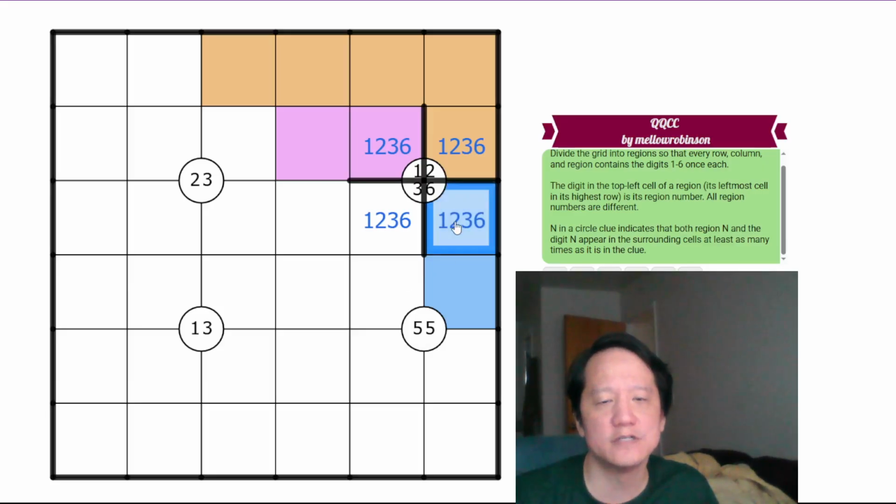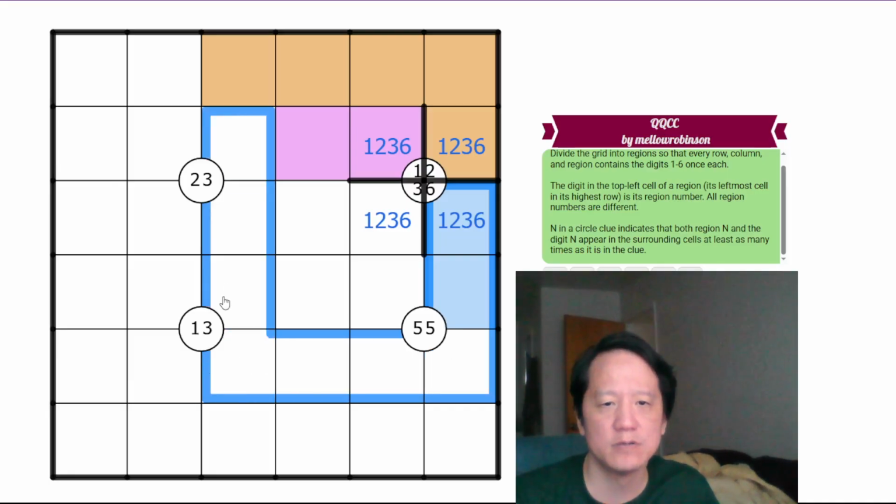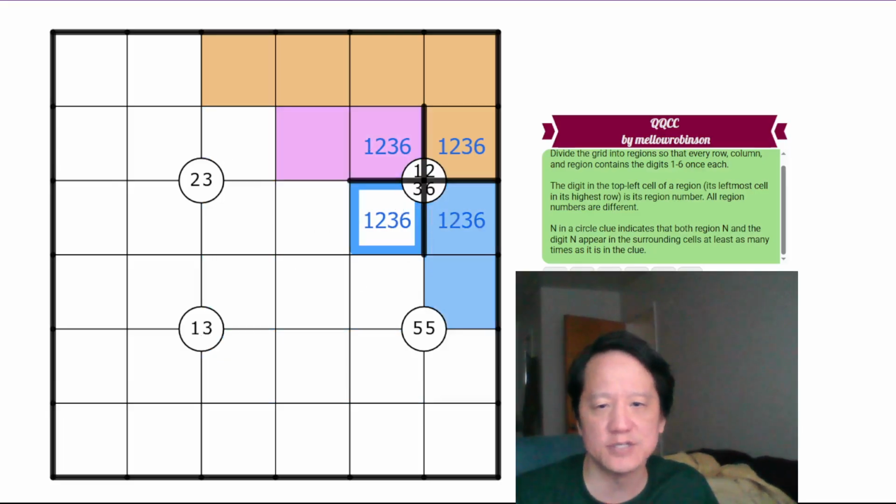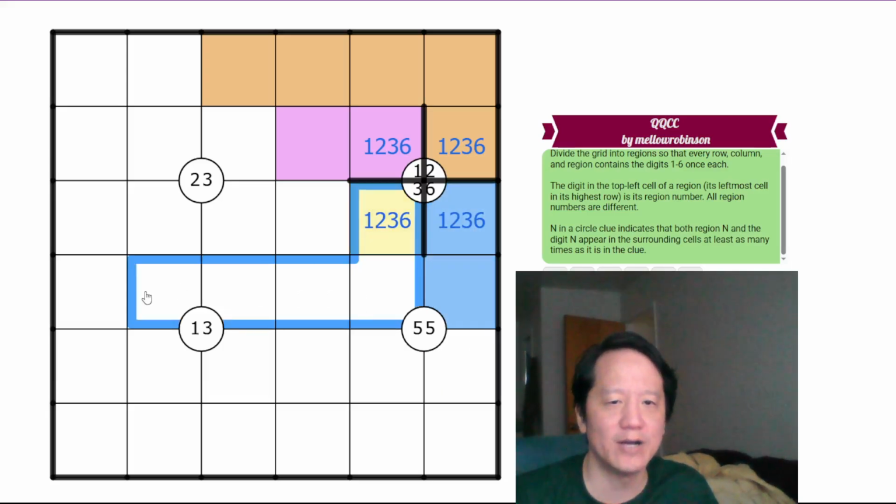This is likely to be the region number of its region. Actually, it has to be. Right? It has to be able to form a separate region, too. Yellow has to be a full region.